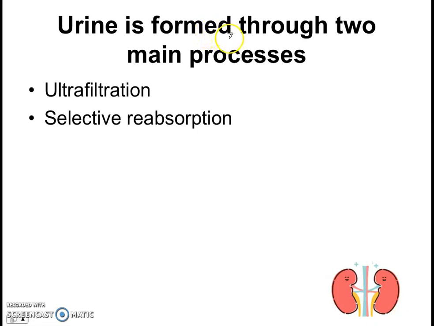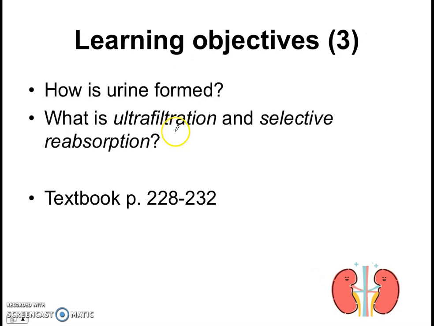Now, urine is formed through two main processes. The first one is called ultrafiltration, and the second one, selective reabsorption. And we're going to take a closer look at each of these processes taking place in a kidney tubule. So by the end of this video, you should have an understanding of how urine is formed and what ultrafiltration and selective reabsorption are. Now, the textbook pages are as follows, so have a read of those as well as you go along.